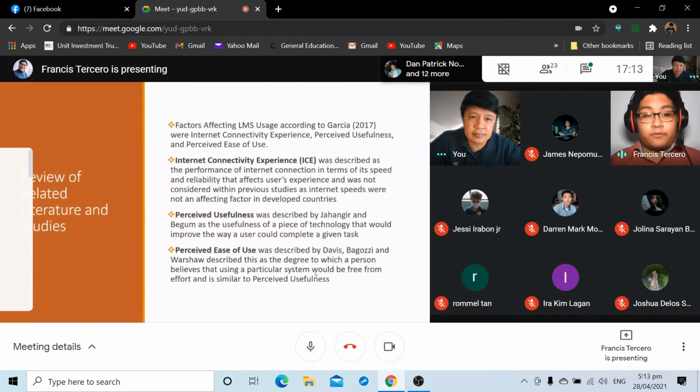So anyway, review of related literature and studies. So this focuses on previous studies by Garcia 2017, and factors that were described by him were internet connectivity experience (ICE), perceived usefulness or PU, and perceived ease of use or PEOU. So this was made further research into this as well. So ICE described as the performance of internet connection in terms of speed and reliability, which affects users' experience. Okay, and another studies was considered important.